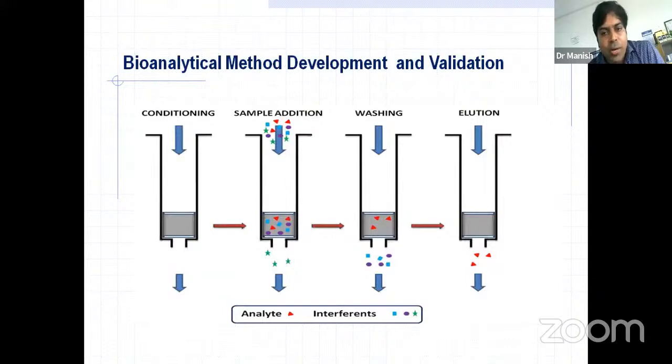So the sample is loaded into the cartridge, and due to affinity towards the sorbent, the separation takes place. Finally, when the interferences are eluted out, we need to wash, which creates a positive pressure to elute the desired analyte with the help of mobile phase. So this is the 4-step process of SPE. Compared with the LLE method, this SPE method is more reliable, but the cartridges are expensive.